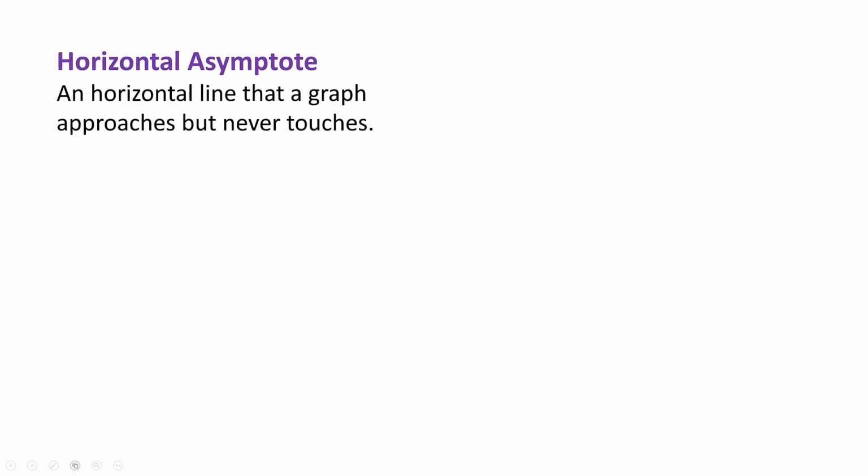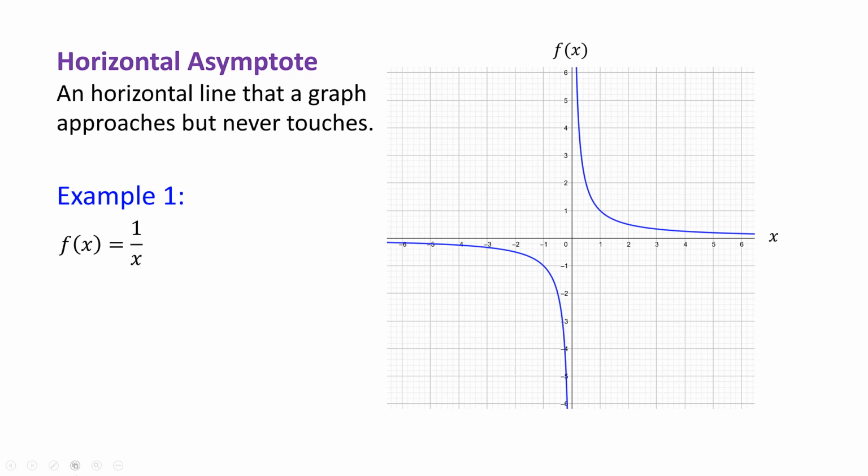This is a horizontal line that a graph approaches but never touches. If we see this example, we have the function 1 over x. And if we pay attention to the blue curves that we have in the graph, the lines are approaching a horizontal line that they don't touch. In this case, it's this line that corresponds to the line y equals 0. This is the horizontal asymptote of this function.